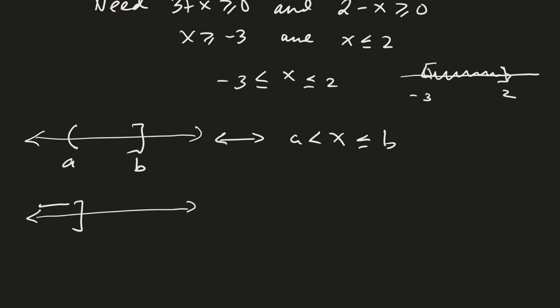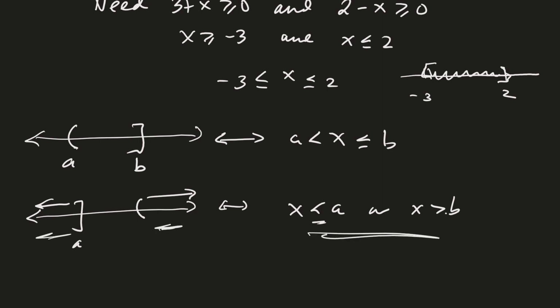On the other hand, if I take this interval and this interval, then my interval notation would be that x is less than a, or, I have to have an or because it can't be both, x is greater than b. Good. So what I mean by that is if you have a broken interval, you want broken notation. If you have a single interval, use a single notation.